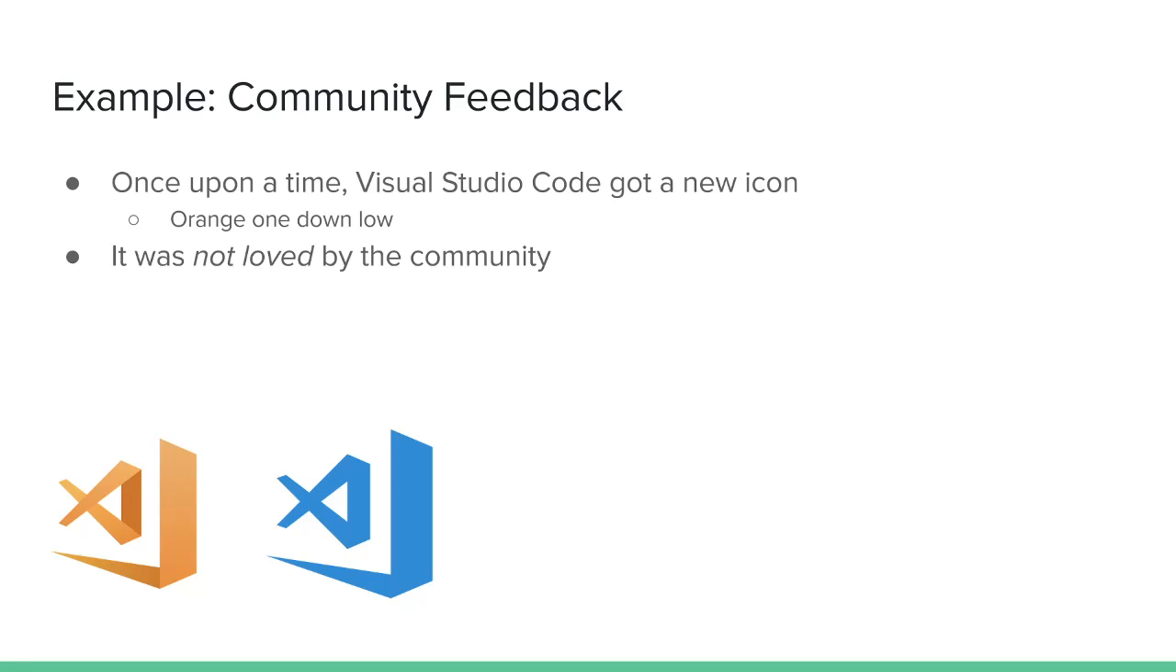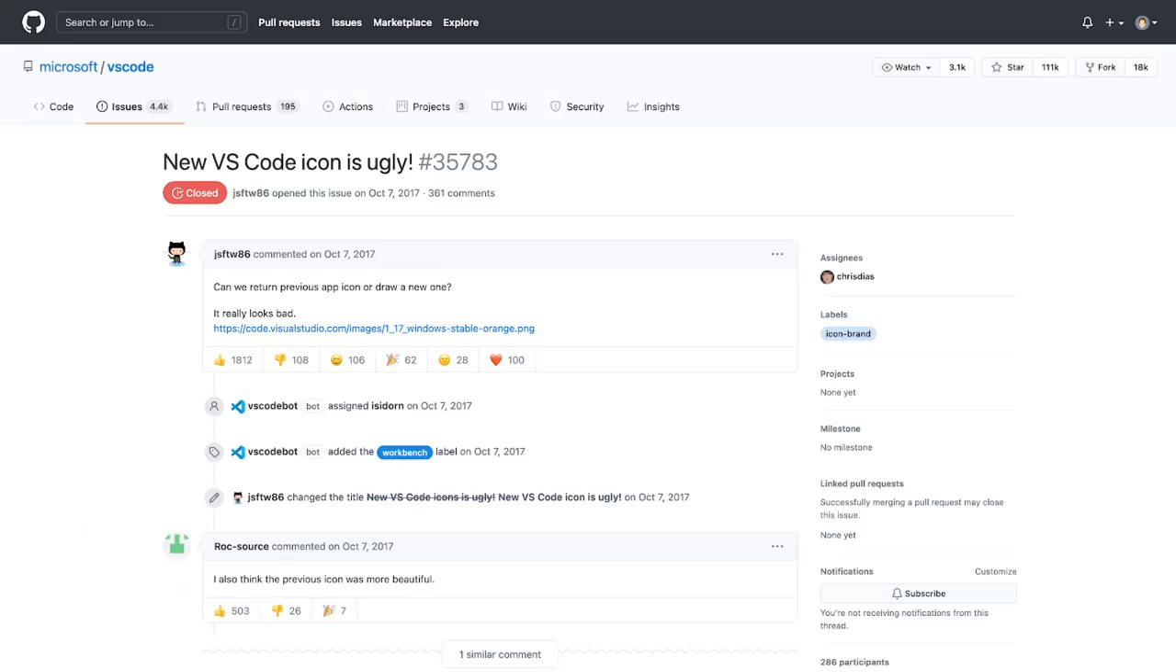A bigger issue that we'll look at next comes from Microsoft. Once upon a time, VS Code got a new icon. This is a few years ago, and it's this orange icon on the left, and it was very not loved by a lot of people. So, how did they get in touch with the VS Code developers about that? They created an issue.